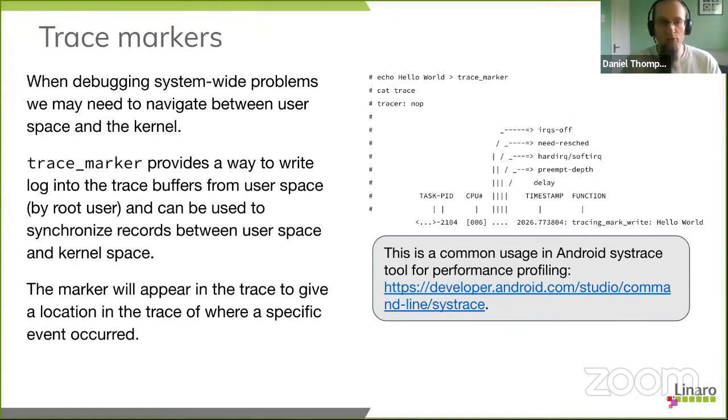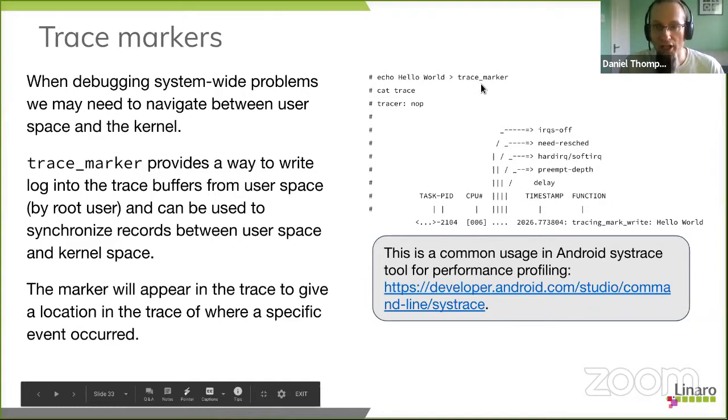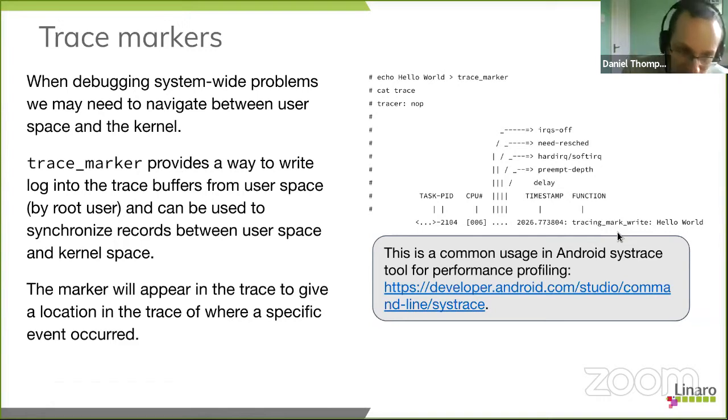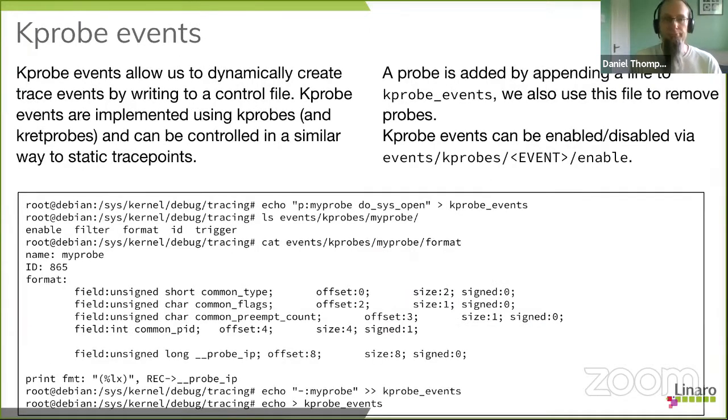Finally, we have trace markers, which are essentially the same as trace_printk, but from user space. You can write to the trace marker and it will pop out in the trace. So you can then align user space events to kernel activities. This is fairly infrequently used, but it does come up a fair bit in Android. So I think the systrace tool is able to align certain interesting user space events so that you can examine what's happening in the kernel as things go.